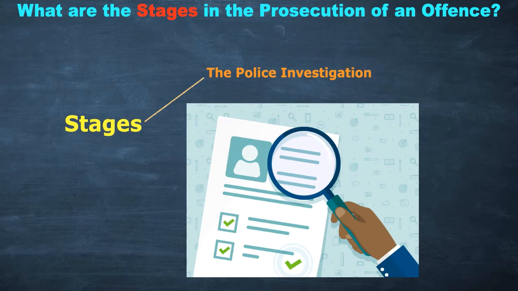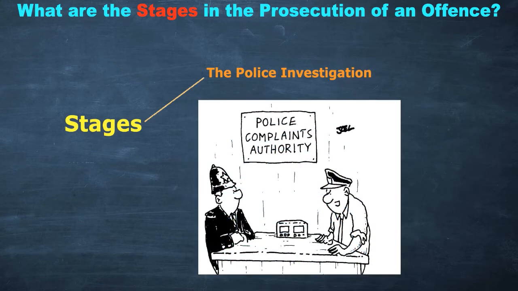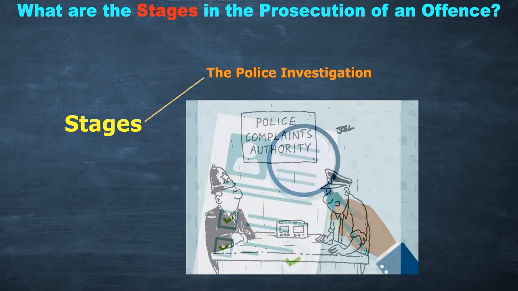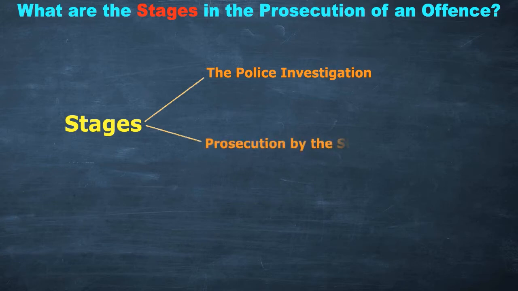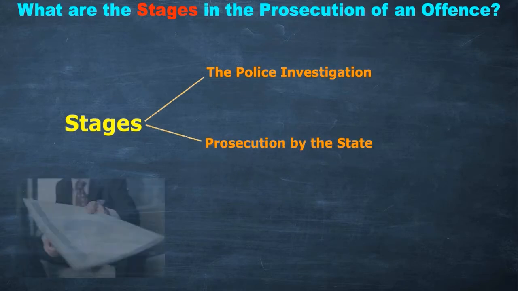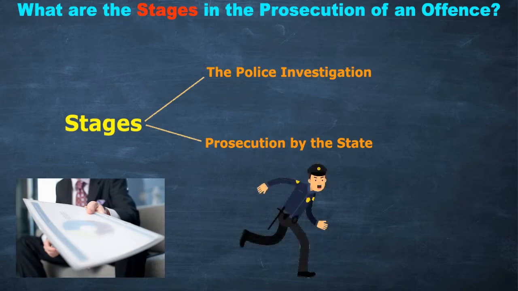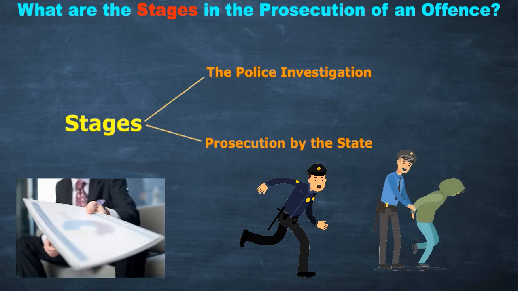Okay, when a police officer registers a complaint, normally made by a victim or his or her relatives, the police make an investigation based on the written complaint and submit the charge sheet. Then the second stage starts, that is prosecution by the state. Based on the police report, the state initiates the prosecution process against the accused. In such a criminal trial, the accused is either convicted, found guilty, or acquitted, found not guilty.